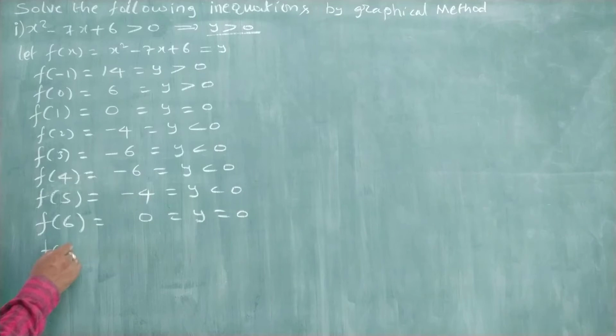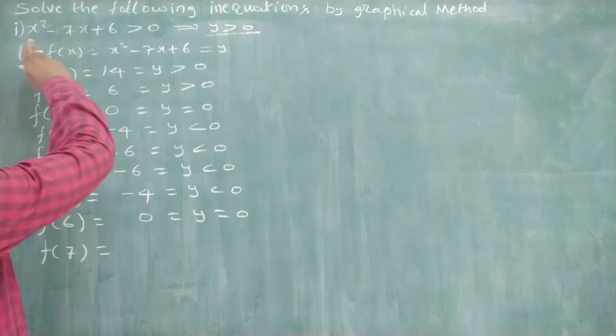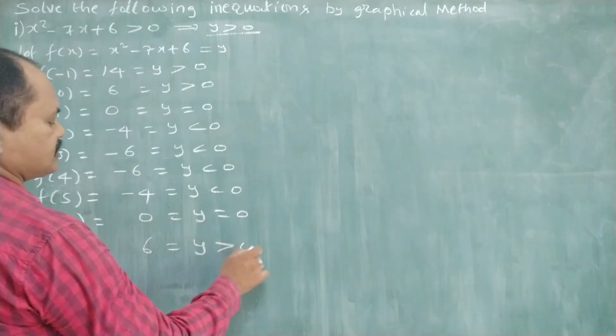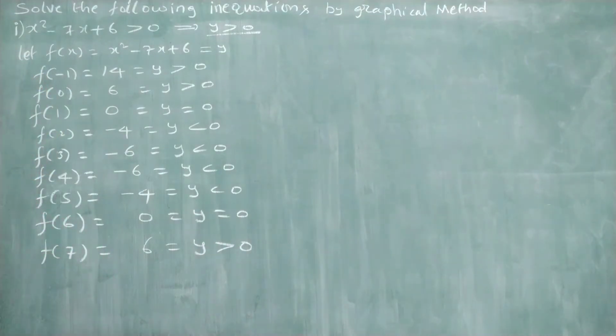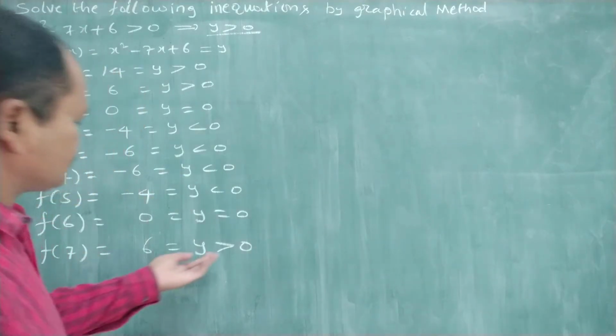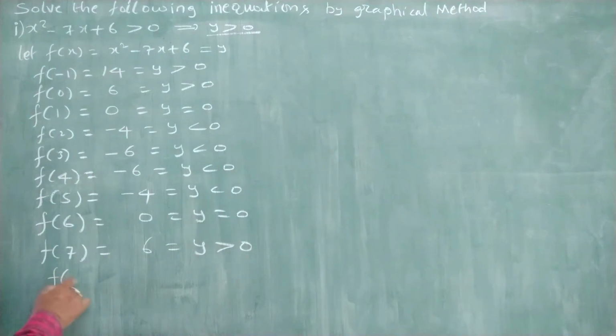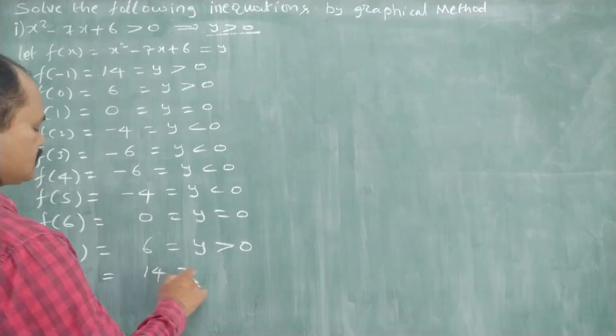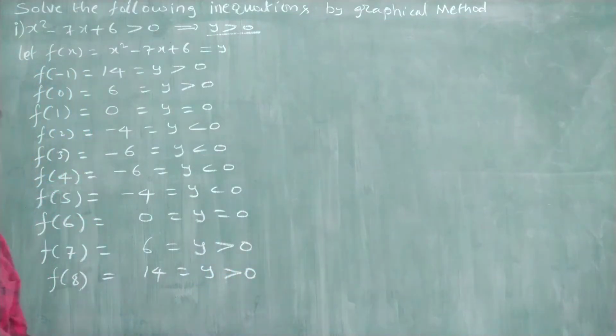Now f of 7. What is f of 7? That is 49 minus 49 plus 6, that is 6. So y is greater than 0. That's why x is equal to 7 satisfies the inequation such that y is greater than 0. Now f of 8 is 64 minus 56 plus 6, that is 14. So y is greater than 0, that's why 8 is also satisfying this inequation.